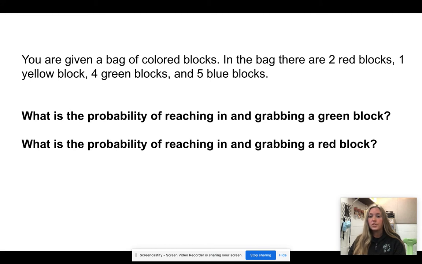So in the first question, we're looking at the green blocks. So there are 4 green blocks. So the answer to the first one, the probability of reaching in and grabbing a green block, is 4/12. The second question, the 12 stays the same. There's still 12 blocks in the bag. But now we're looking at the red block as the desired outcome. There are 2 red blocks. So the probability of grabbing a red block is 2/12.